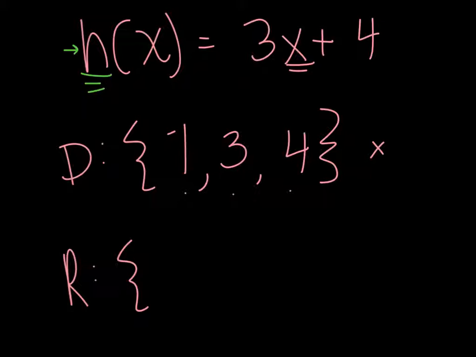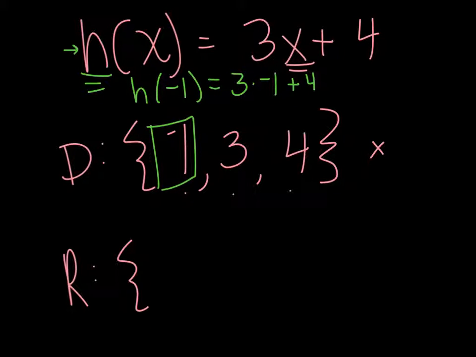The way I would write that for the first one: when my input is -1, I replace x with -1 and write h of -1 equals 3 times -1 plus 4. So I'm basically replacing x with -1, and then I evaluate it to see what I get. 3 times -1 plus 4 is 1. So h of -1 equals 1. When x is -1, your output is 1. So I'm going to put 1 in my range, because -1 and 1 are related.